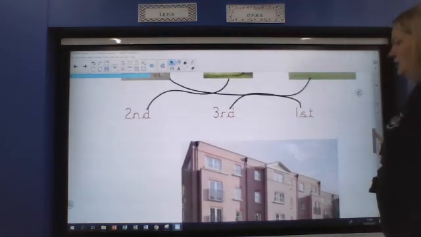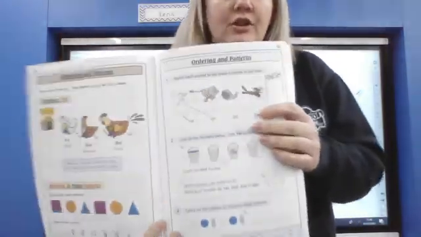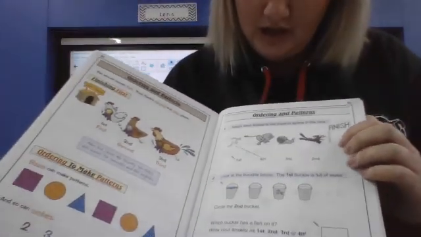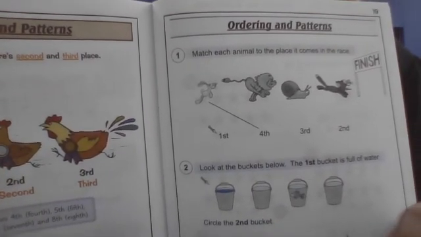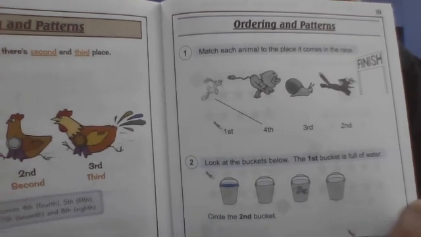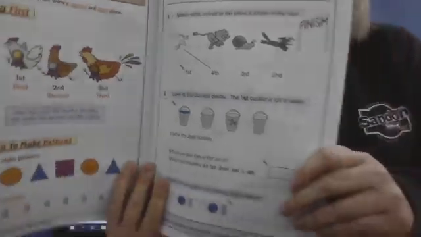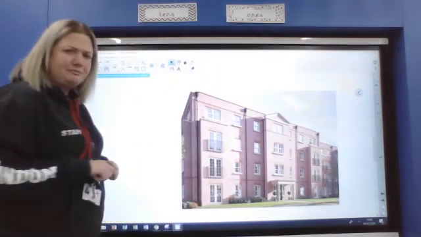Well done. So if we look at your books here, on page 19, you've got something very similar. You've got a finish line. And you need to work out which animal was first, second, third, and fourth. You've got an extra one on there. You've got fourth place. Okay, so you need to have a look at which ones come first, second, third, and fourth.